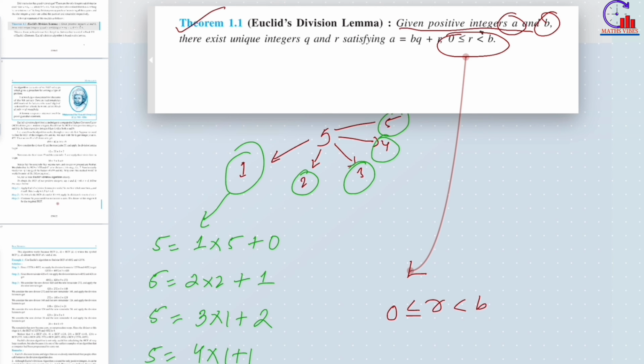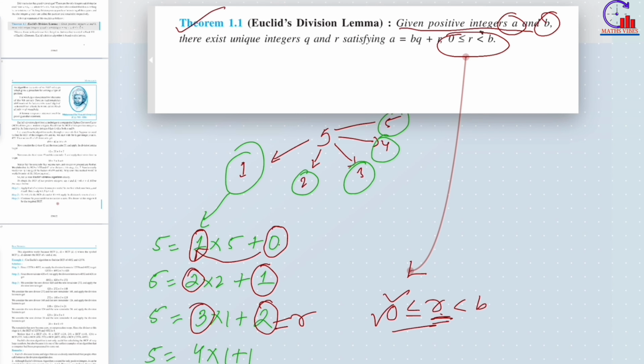So here in this example, R is equal to 0, but less than 1. Similarly in this example, 1 is the remainder which is greater than 0 but less than 2, right? Similarly in this example, the value of R is equal to 2. This is greater than 0 but less than B, that is 3. So this is Euclid's division lemma.